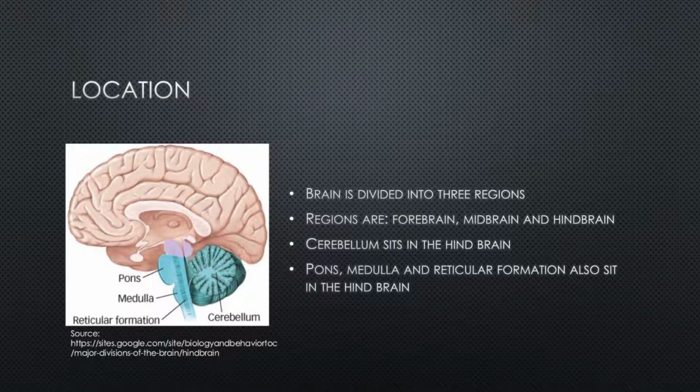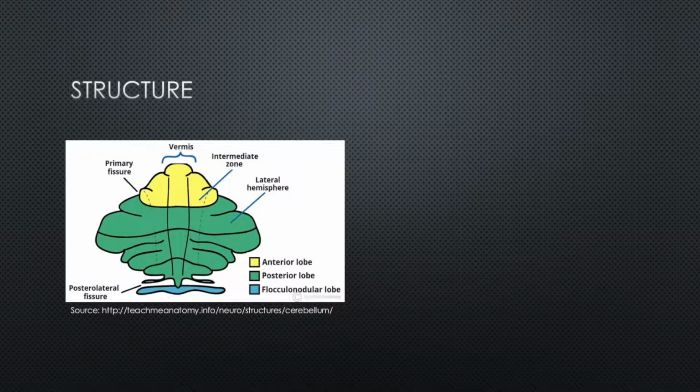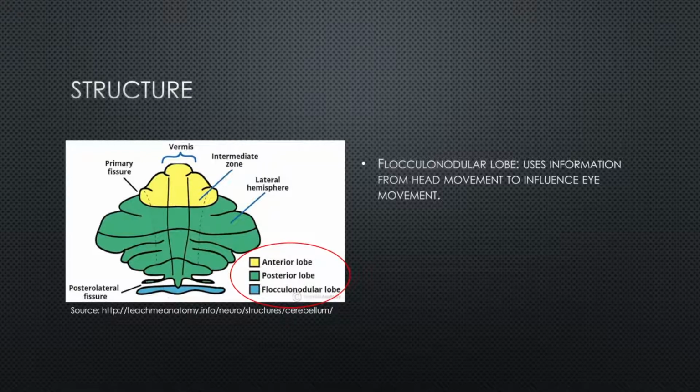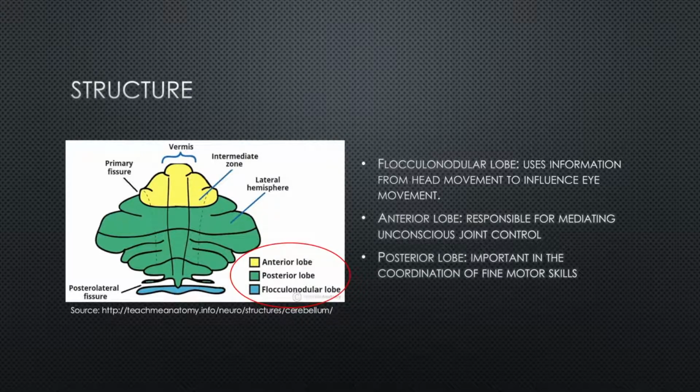The cerebellum structure is divided into 3 lobes: the flocculonodular lobe, anterior lobe, and posterior lobe. The flocculonodular lobe uses information about head movement to influence eye movement. The anterior lobe is responsible for mediating unconscious proprioception, or joint control. And the posterior lobe is important in the coordination of fine motor skills.